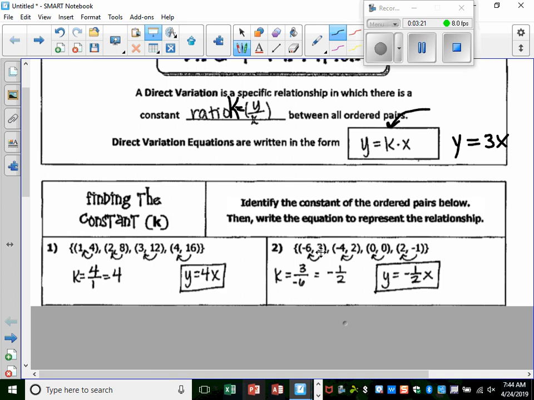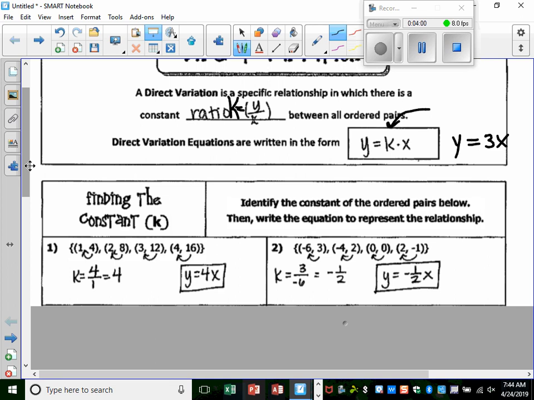Okay. Same thing over here. Here's your y value. Here's your x value. So 3 divided by -6 is -1/2. You do it again. 2 divided by -4. It's also -1/2. Okay, we don't even have to worry about 0, 0, because that's just going to be a common point that you're going to see in a few minutes. And then -1 divided by 2 is -1/2. So we write y equals -1/2 x. So the k number is the only number that you need.